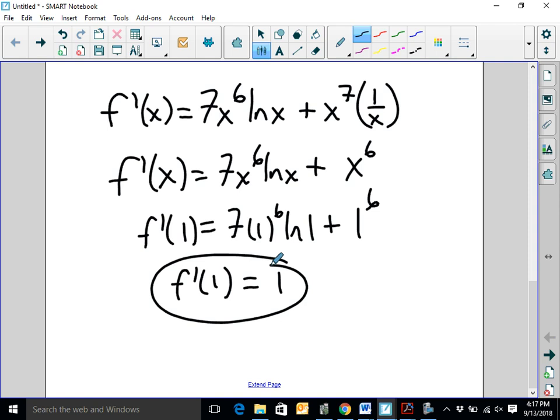But now I'm multiplying by ln 1. Well, we need to know ln 1 has a value of 0. That makes that whole first term 0. So I get 0 plus 1 to the 6th. 0 plus 1 is 1.